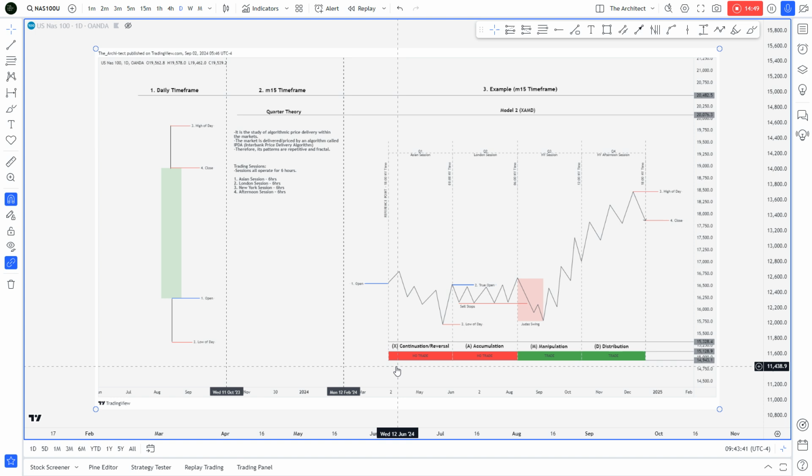Then, if you see that you get an XA, immediately understand that you're going to be anticipating or seeing model 2, which is XAMD. Meaning what?